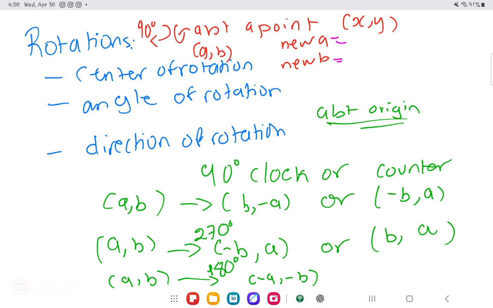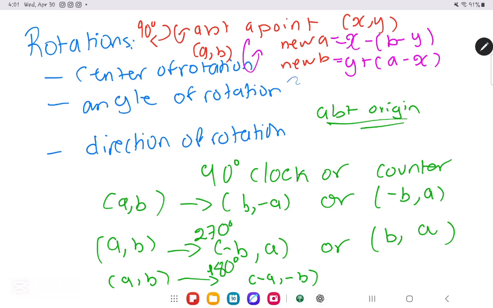In order to find the new A, we will need to follow this equation. First of all, it depends if it's clockwise or counterclockwise. So let us start with counterclockwise, which moves in this direction. If it is counterclockwise, then the new A is going to be X minus, very important, minus B minus Y. X is from the point XY, B is from the point AB, and Y is from the point XY. For the new B, pay attention, it's going to be Y plus A minus X. Y is from XY, A is from AB, and X is from XY.